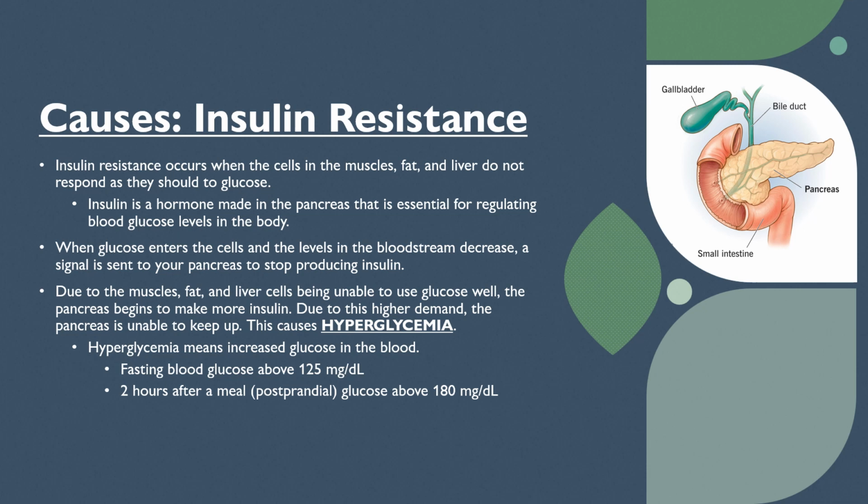A fasting blood glucose of above 125 milligrams per deciliter and 2 hours after a meal, which is postprandial, the glucose is usually above 180 milligrams per deciliter.